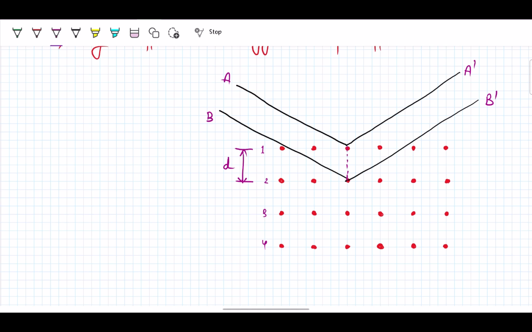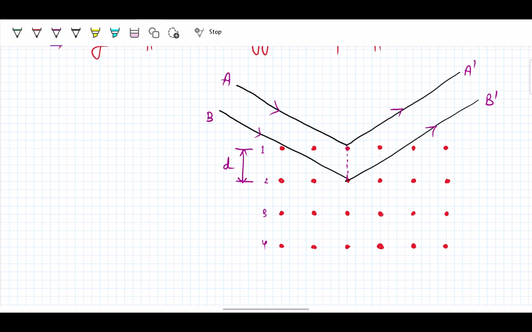by small d. Let us consider a parallel beam of monochromatic X-rays of wavelength lambda incident on the planes at a glancing angle theta. These are two beams, beam A and beam B, falling on the set of planes, and after reflection they become A dash and B dash. Now let AP and BQ be two parallel beams.